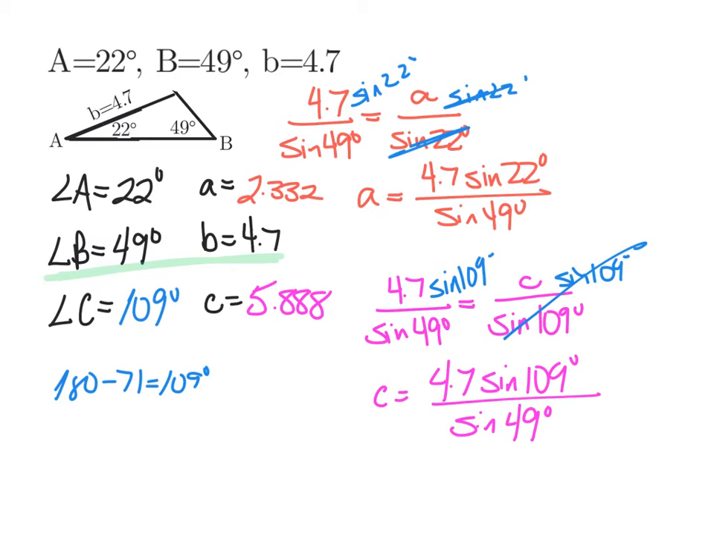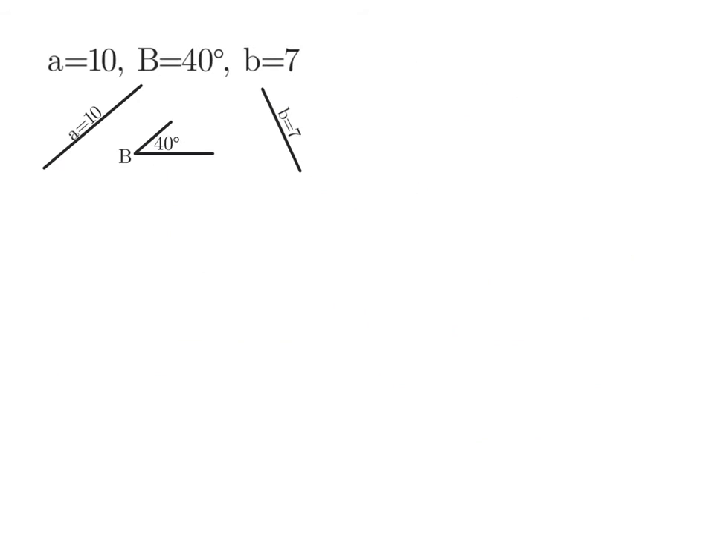Before you leave the problem, check and make sure that all of our answers look good. That meaning that our largest angle is paired with our largest side, and our smallest angle is paired with our smallest side. Once we have that, we can be pretty confident.